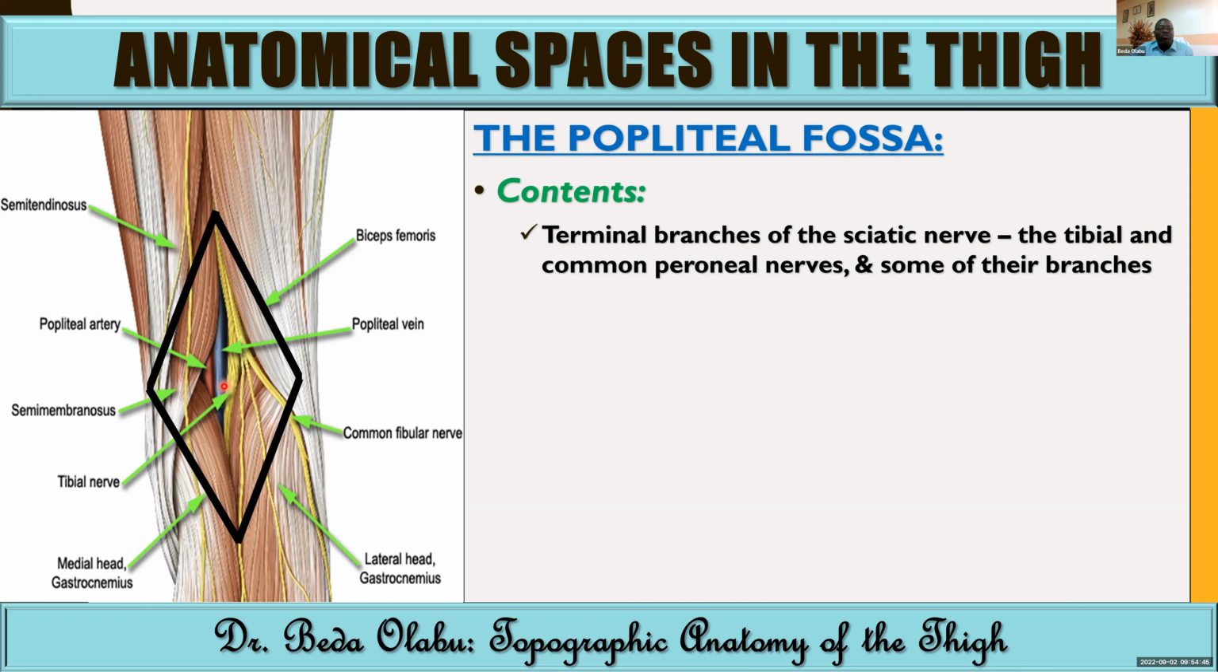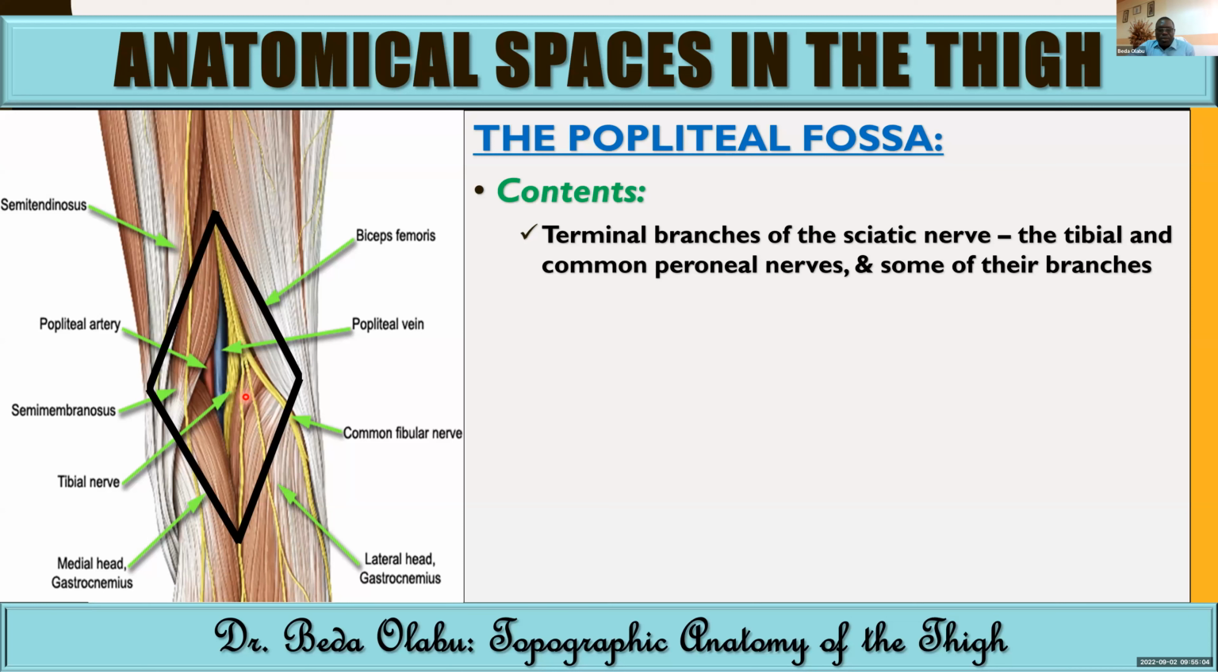Then finally, we have muscular branches of the tibial nerve given within here. The muscular branches of the tibial nerve given within here are largely the ones which go to the gastrocnemius muscles, as well as the one that goes to another muscle there called popliteus muscle.